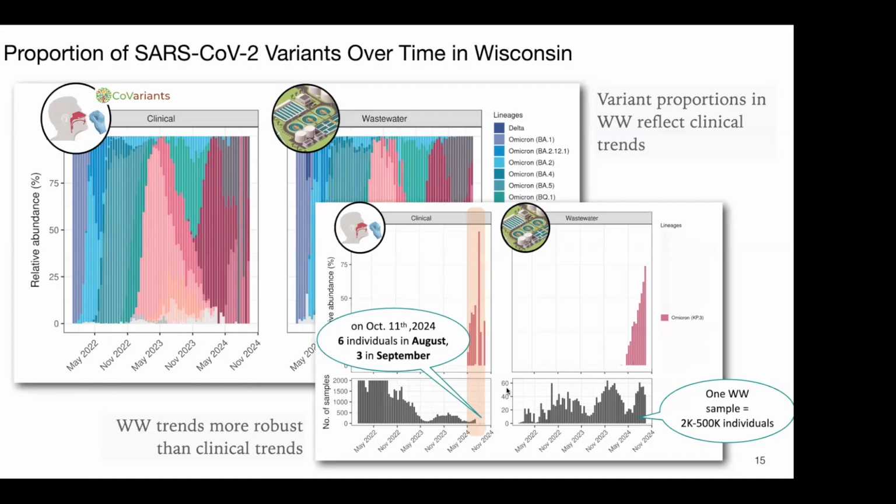While on our side, we had about, I would say, 50 samples that were sequenced on wastewater, which is not that many, but it's also important to consider that one wastewater sample, depending on which site we are looking at in Wisconsin, represents between 2,000 people up to 500,000 people. So one sample is already many people. That's the reason why we think that our trend looks really good and is really robust compared to the clinical trends.